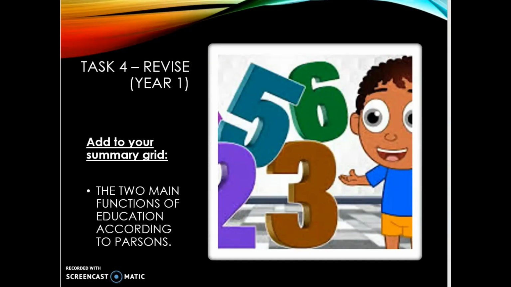So while we are talking about functions, we're going to pause this here, and I want you to spend a little bit of time identifying what are the two main functions of education according to Talcott Parsons. And I want you to add that to your grid in the year 1 box and join back in when you're ready.